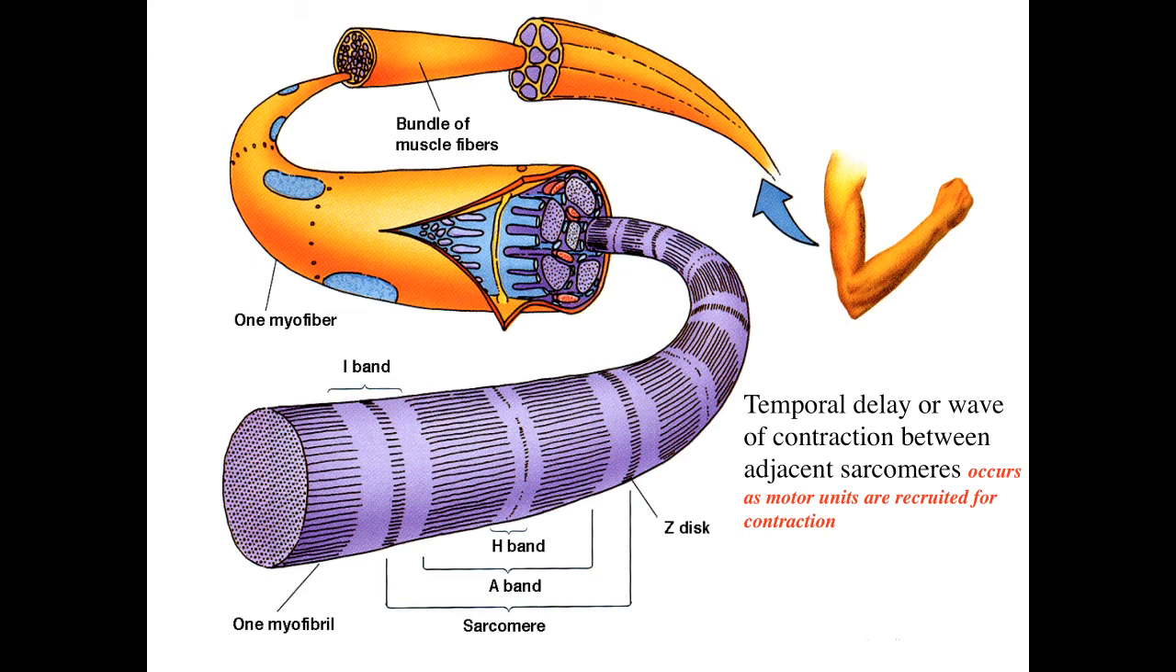The temporal delay or wave of contraction between adjacent sarcomeres occurs as individual motor units are recruited for contraction. So basically, as each sarcomere is contracting, there's a little bit of a delay going down the length of the muscle fiber.